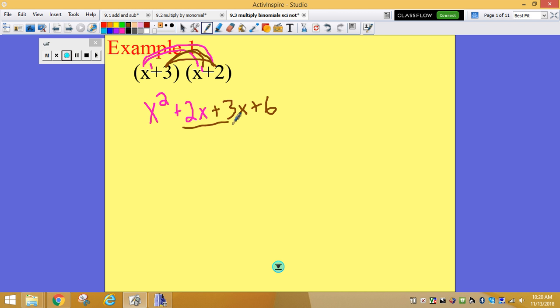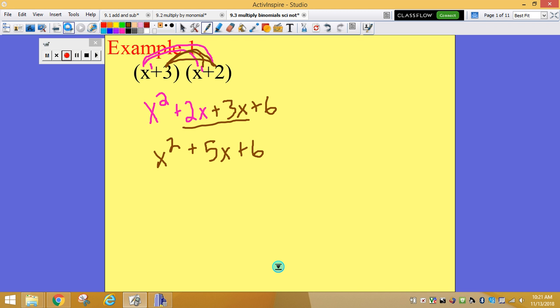And then your last step, you'll combine the two terms in the middle. So I'm going to bring down x squared. 2 plus 3 is a positive 5x. Don't add your exponents, just leave it as an x. And plus 6. And that's your answer.